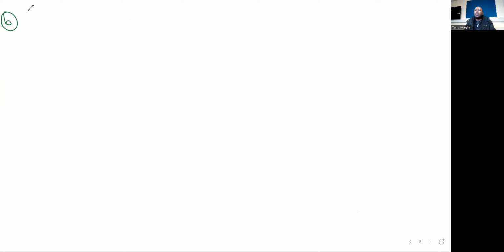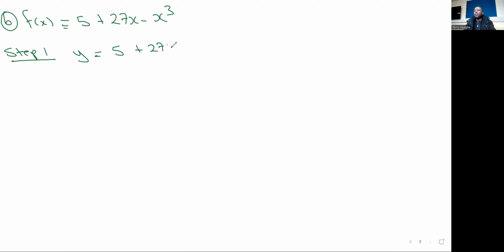Let's assume we have f of x equal to 5 plus 27x minus x cubed. Step 1: we have y is equal to 5 plus 27x minus x cubed. The first thing you have to do is differentiate, so dy over dx. You can see in this example, all are in index form, so you can go straight ahead and differentiate.